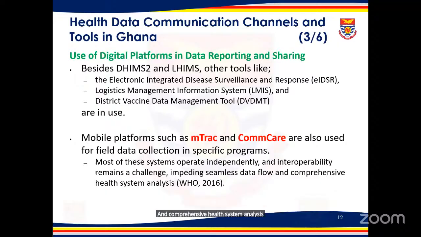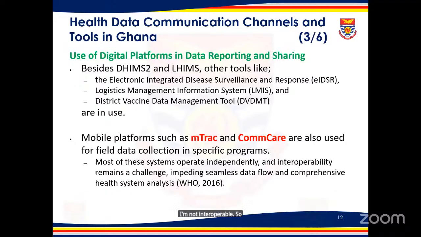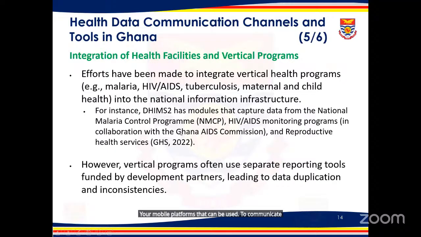Take the DHIMS, for example, and the LIMS: the two systems are not interoperable. Therefore, they are working in silos. So this is how the ComCare app looks, and then the mTrack. They are all mobile platforms that can be used to communicate health data.